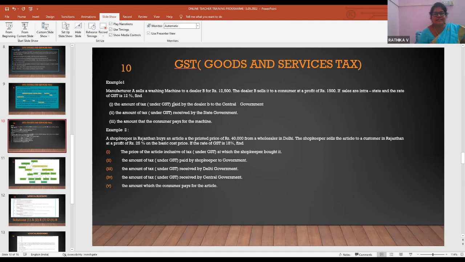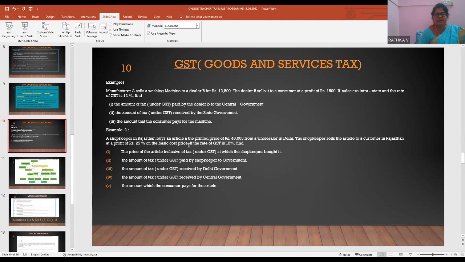The amount of tax under GST paid by them. There are three questions. How much amount of tax is paid by the dealer B to the central government? The amount of tax under GST received by the state government, and the amount that the consumer pays for the machine.